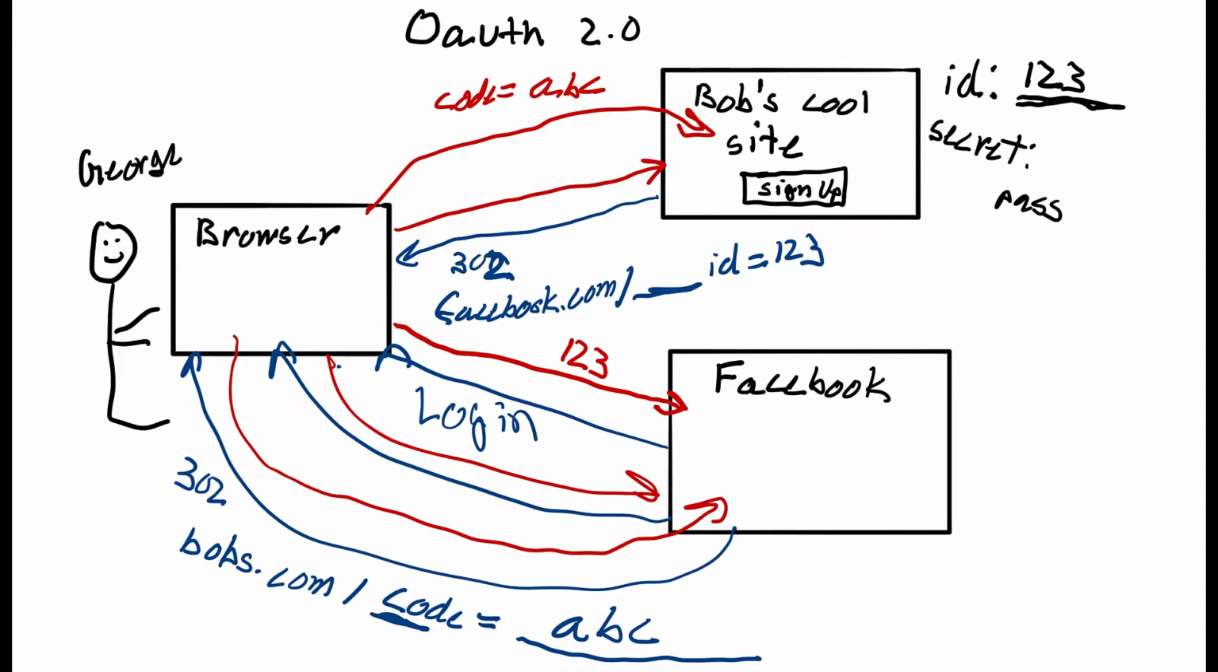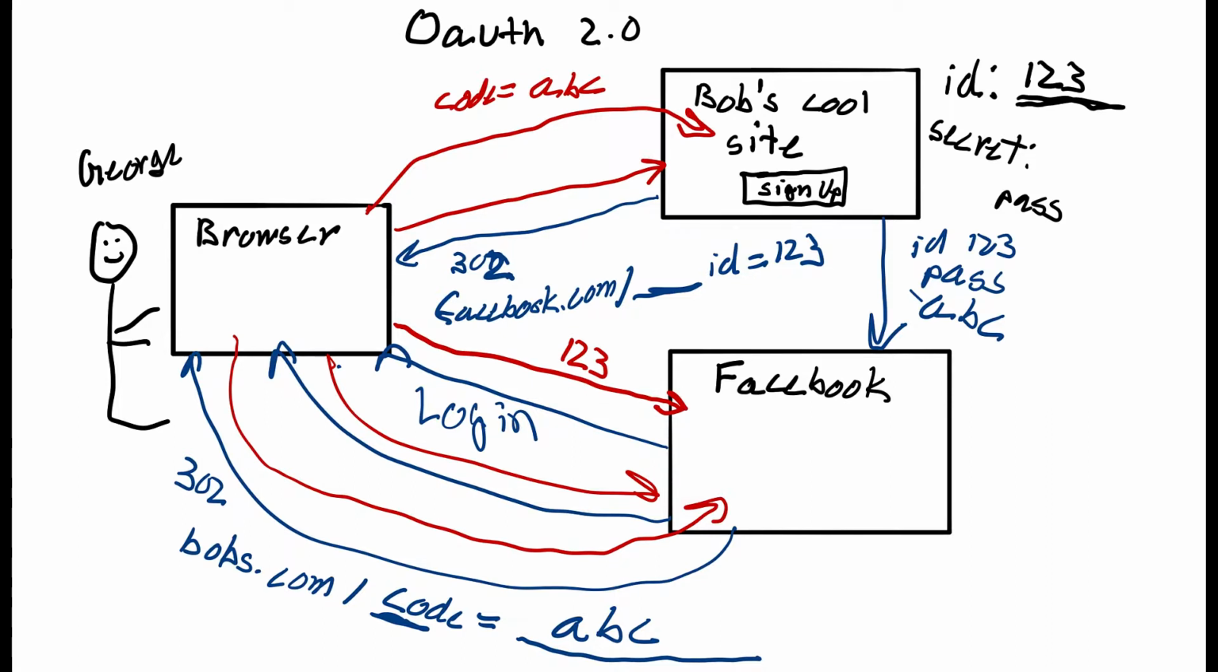So now Bob can talk directly to Facebook, and he can include his ID, 123. He includes his password or the secret, and he includes the code ABC. So he gives all that information to Facebook. Now, the reason for this step is to verify that it really is Bob that can collect this information, because without the secret, somebody could pretend to be Bob's cool site, but we really want to make sure it's Bob.